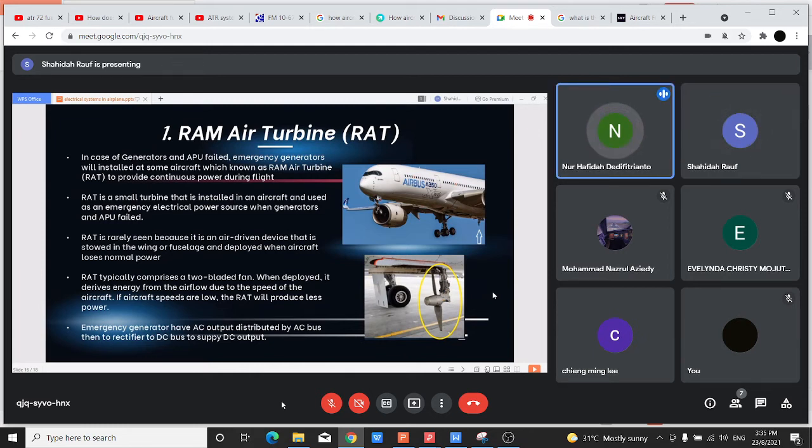So basically this will help during an emergency, giving you some source of electrical power. On a wide body, the battery sometimes won't be enough because you are flying very high. Instead of your battery only giving 20 minutes, you can maybe charge the battery to give you another 10 or 20 minutes.